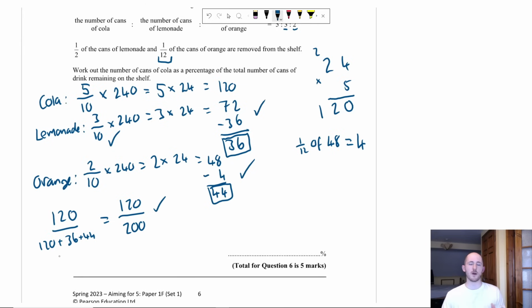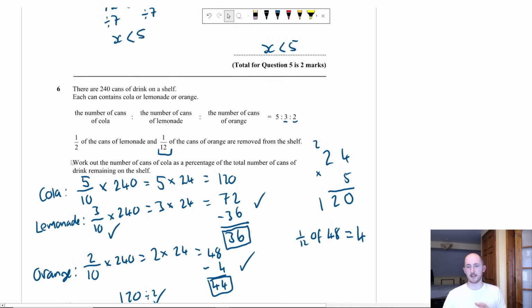So there's a bunch of different ways to do this, but in this particular case, to work out a percentage from a fraction, you can turn the denominator into 100, because percentage is always out of 100. So if I divide the top and bottom by 2, I get 60 over 100, which means it's 60%. Now the other way would be to just work out what this is as a decimal and times it by 100, or something along those lines. This, I think, is the fastest way, and that is your full 5 marks.